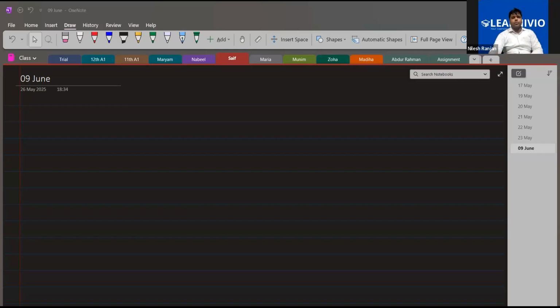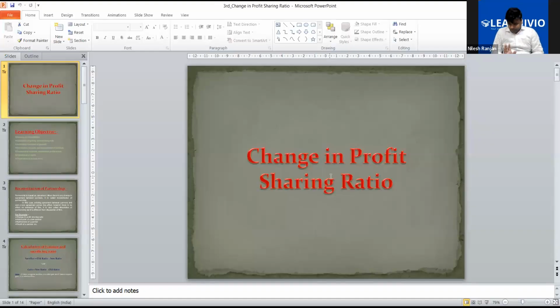So first of all, this is change in profit sharing ratio. Now, there are actually three topics, not two, three. There are a total of four topics, which are almost similar: change in profit sharing ratio, admission, retirement, and death. These four chapters are very similar in nature. There are many topics which are the same, and few topics which are different. Whatever we study in this chapter, you have to clearly understand and memorize, because it will be repeated in admission, retirement, and death also. So that's why you need to remember all the theory concepts we are going to discuss in this topic.